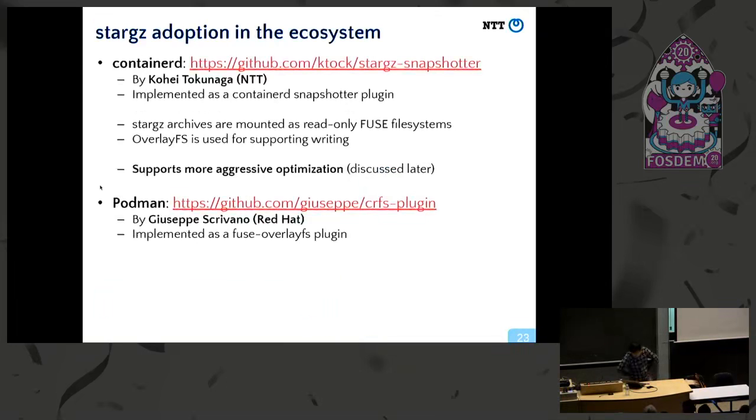And Stargz is being adopted by several container runtimes, including containerd and Podman. For containerd, my colleague Kohei Tokunaga at NTT implemented this as a containerd snapshotter plugin. And the containerd implementation has more aggressive optimization. For Podman, Giuseppe Scrivano at Red Hat is working on a fuse-overlayfs plugin for supporting Stargz in Podman.